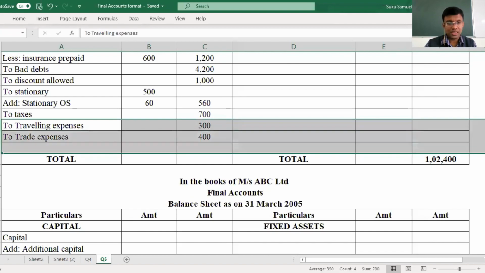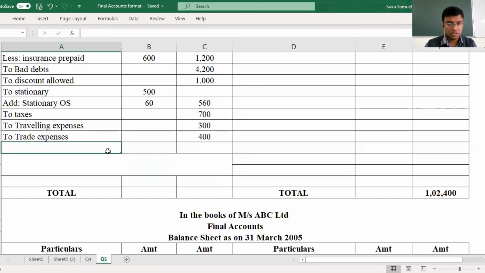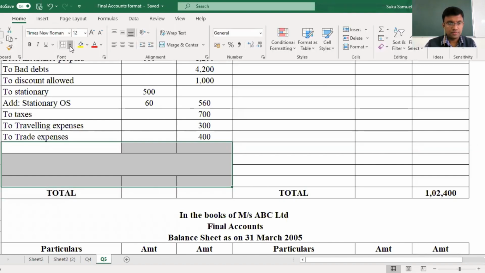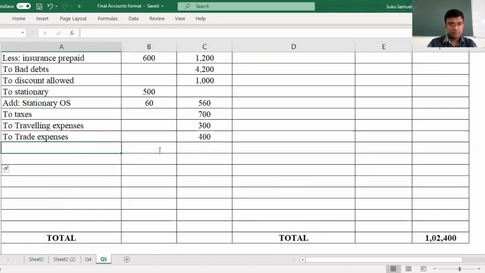Depreciation. So let me consider the depreciation now. Okay, now depreciation, the first depreciation that we have to consider is on land and building. So on land and building, depreciation is charged at 5%. So 5% of the value of land and building, that will be 5% of 1,10,000, and that works out to be 5,500.